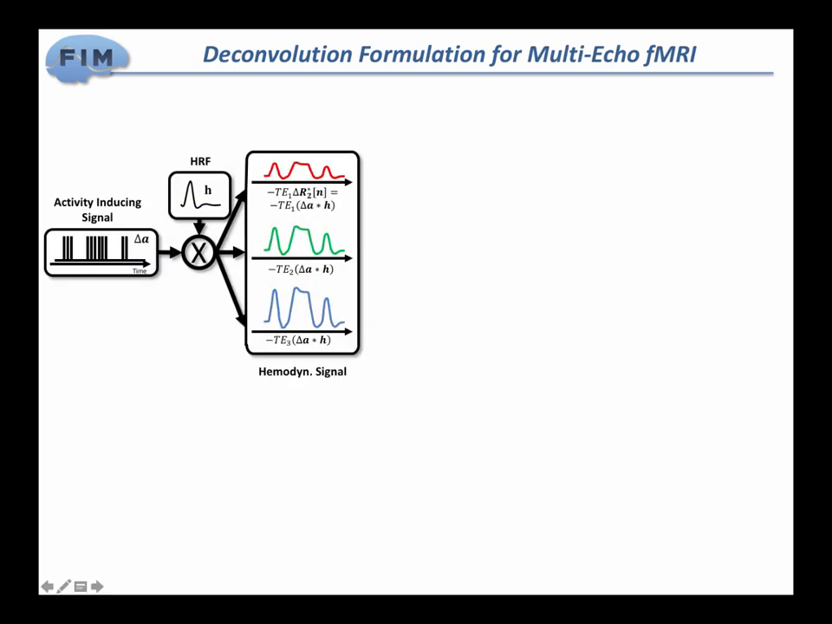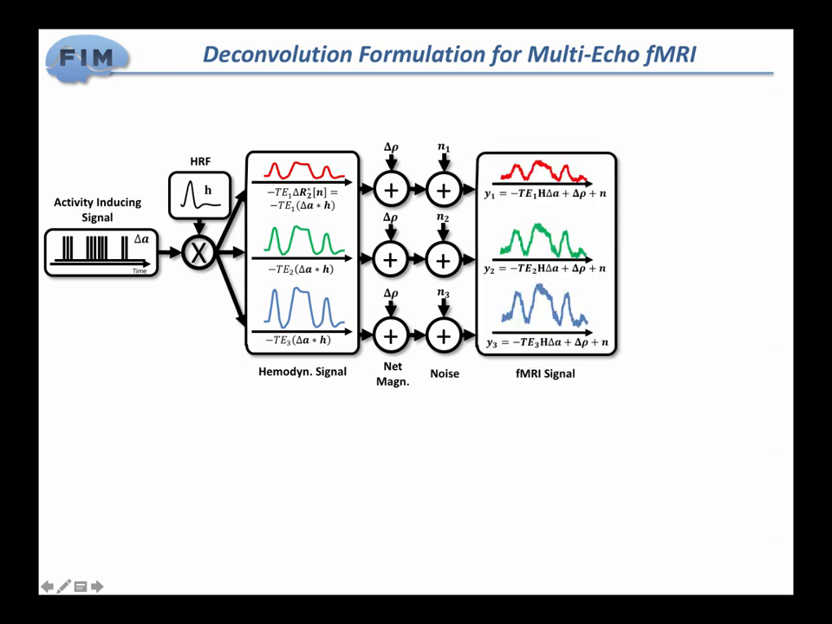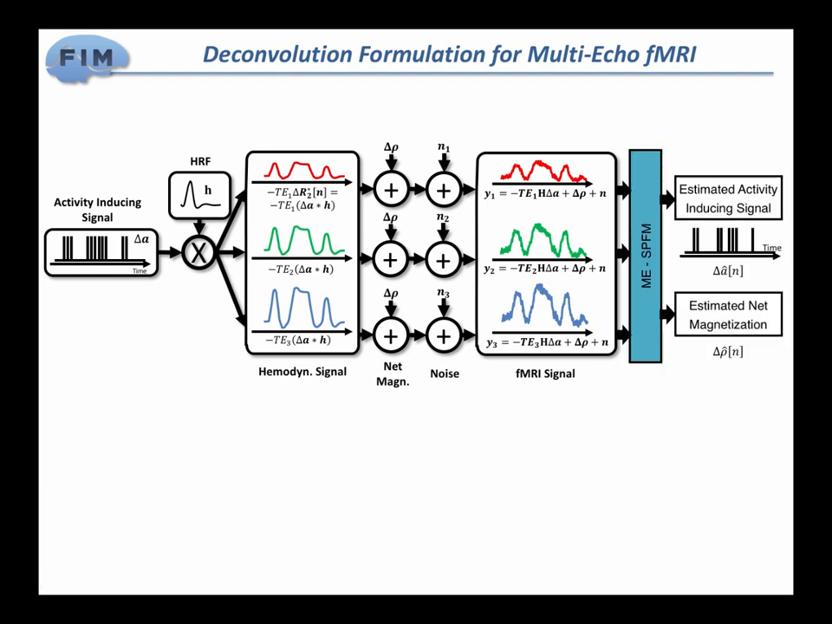Basically the idea here is that you have a single activity-inducing signal that is convolved by the hemodynamic response, and that then shows a linear dependence with the different echoes in your different recordings. Of course, there is noise, and here we think there are two types of noise, the Gaussian noise and the S-naught noise. Those are common across the different echoes. Here are our three noisy measures, if we have 3 echoes, and then we do the deconvolution with this method called multi-echo SPFM to try to estimate both the activity-inducing signal and the net magnetization.